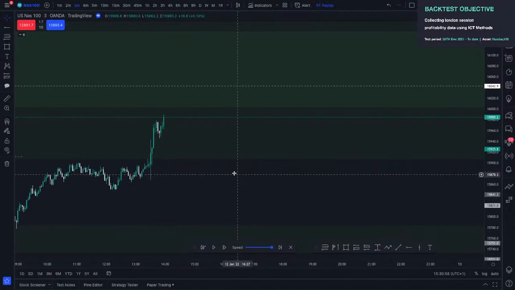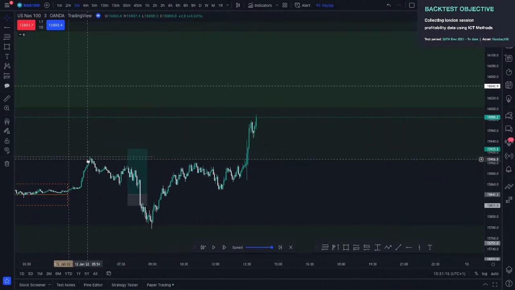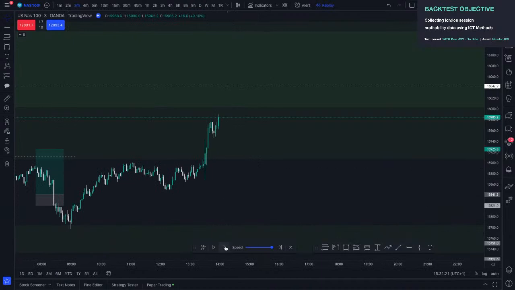So where is 130? This is 130. We're manipulating the highs, so that means we're going to drop at some point. Even if it's not on this day, it's going to be the next day. So 130 is here. We're manipulating the highs of 130, taking out London highs, taking out 130 highs. So we have this low and this low to deal with. The next trade is going to be amazing.